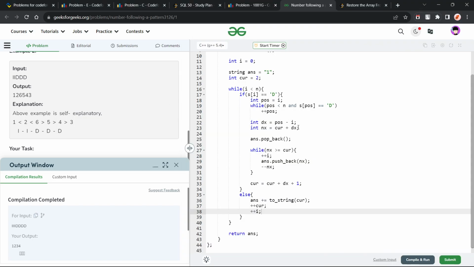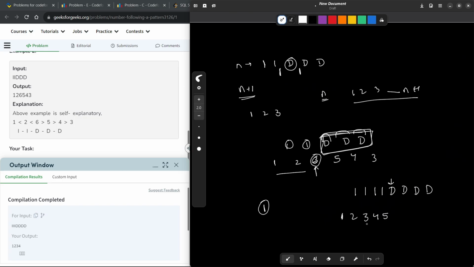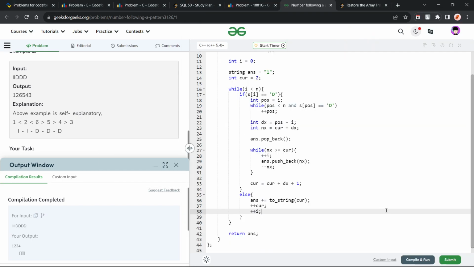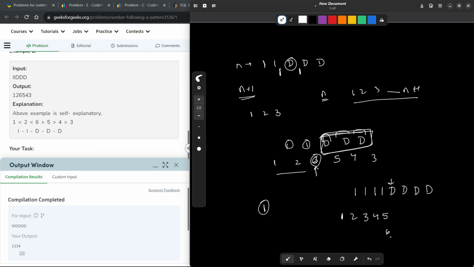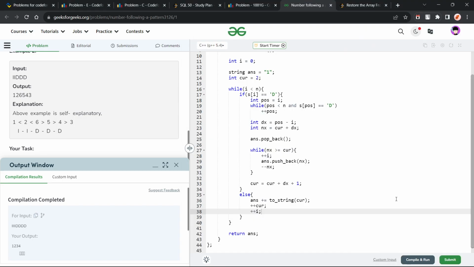Okay, so this shouldn't be current plus dx, I believe, because at this stage current would have been 6, right? So it should be current plus dx minus 1, and this should be like this.